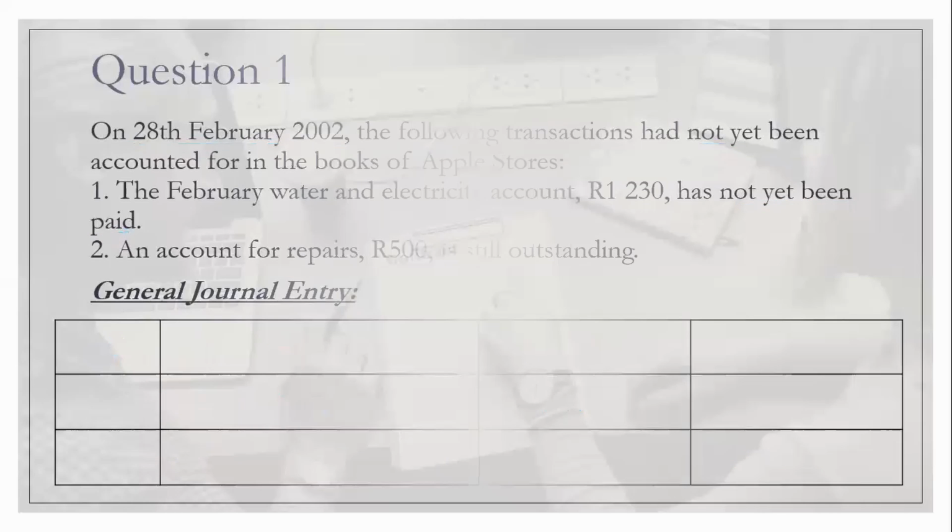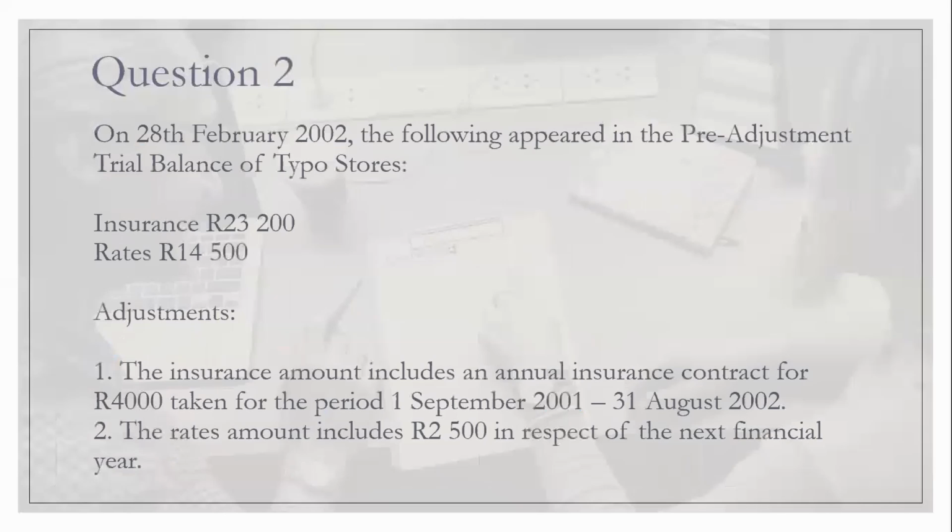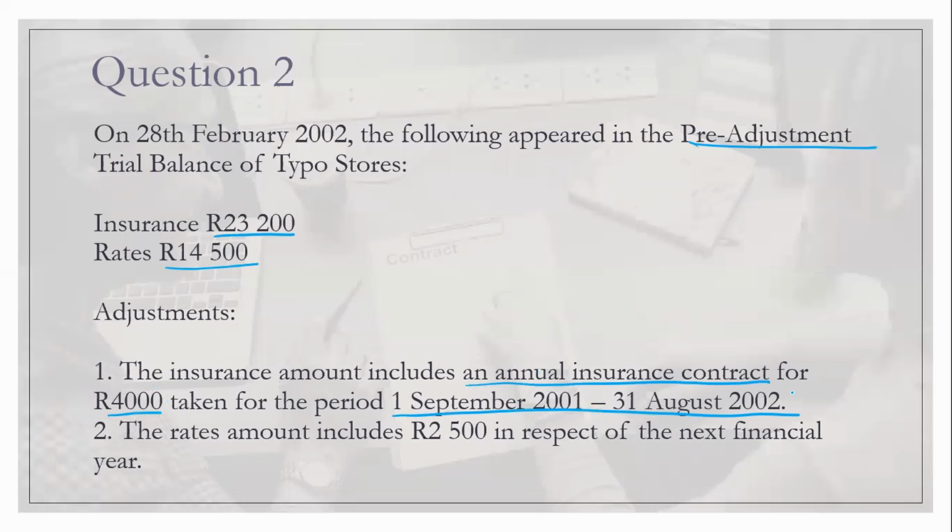Question 2. On 28th of February 2002, the following appeared in the pre-adjustment trial balance, so before the adjustments have been done, of Typo Stores. The insurance was 23,200 and rates were 14,500. According to the adjustments, the insurance amount includes an annual insurance contract for 4,000 Rand taken for the period 1 September to 31 August.